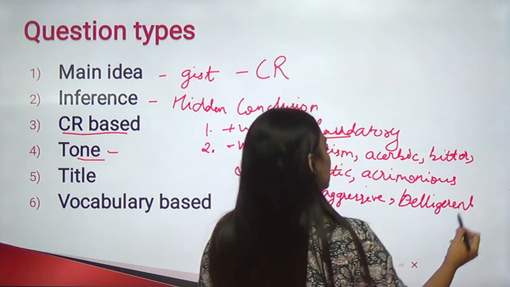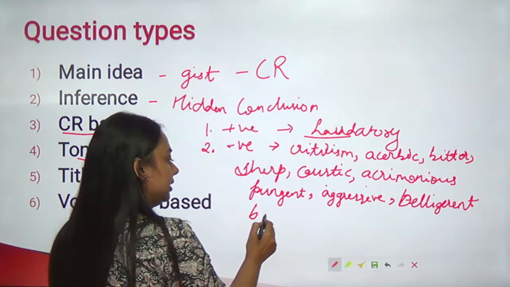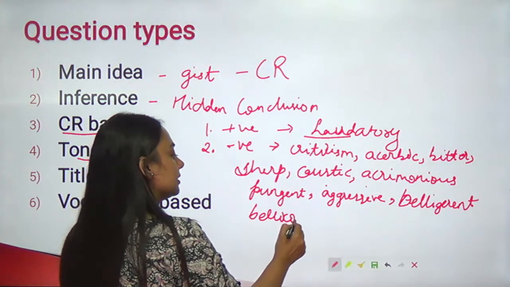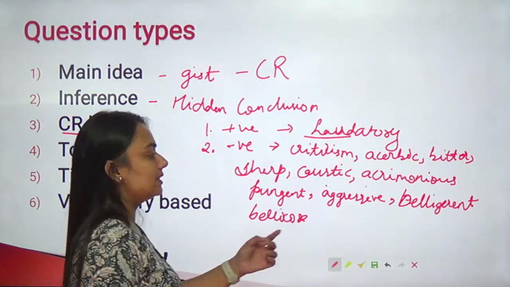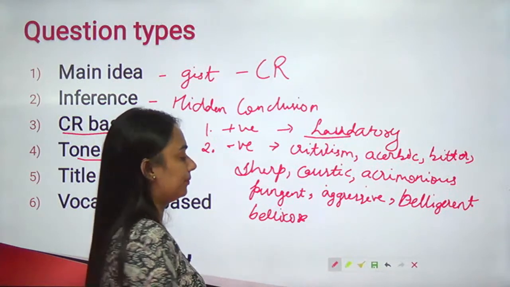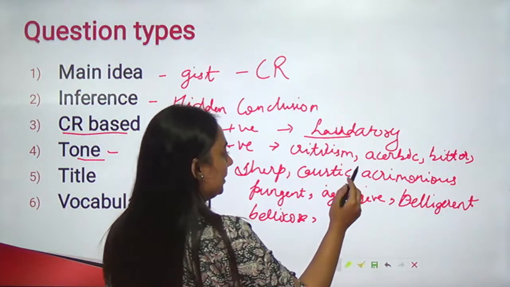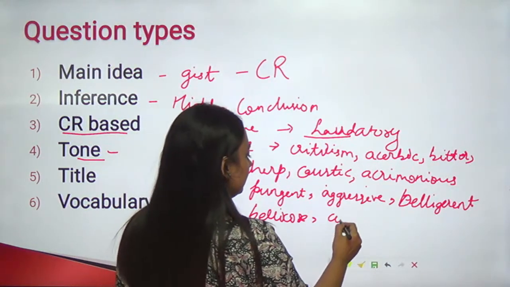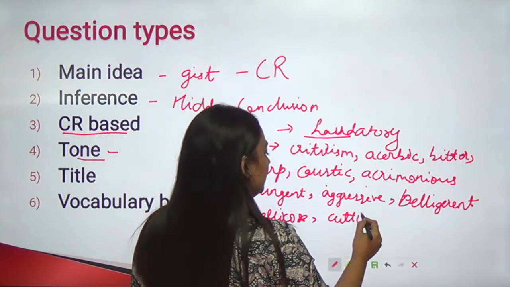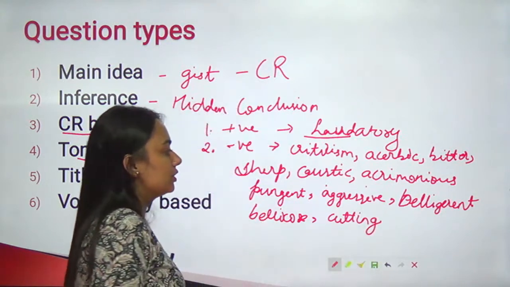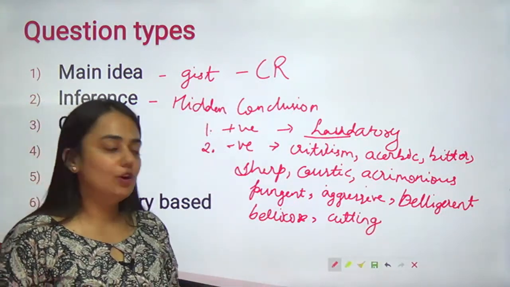It can be belligerent. It can be bellicose. Belligerent and bellicose are synonyms for aggressive. It can be sharp, caustic, cutting. Cutting tone means again sharp tone. So these are some of the words you can rely on.